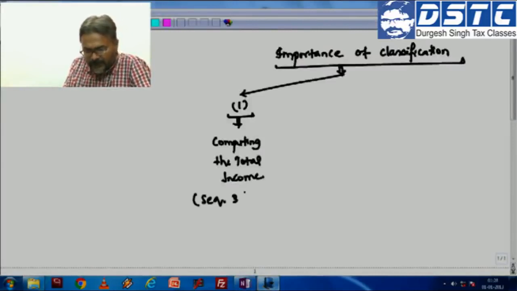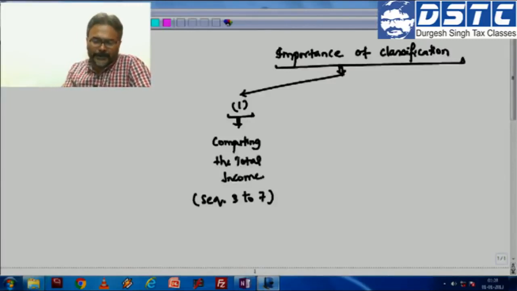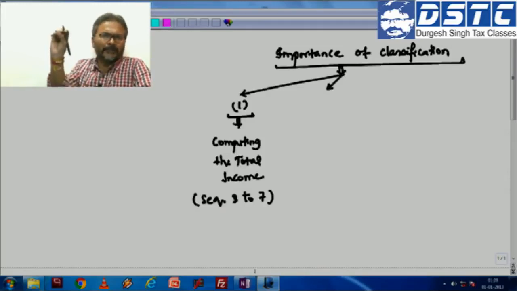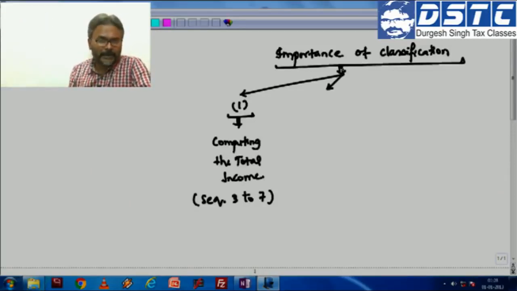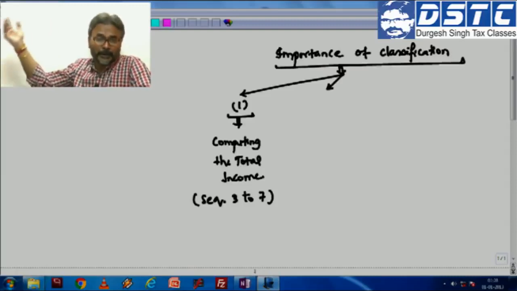Sequence 3 to 7. So in computing the total income, this is the importance of classification. The second, obviously every particular head of income, first of all you need to classify the amount into the relevant heads of income, and each head has got its own rule of classification.